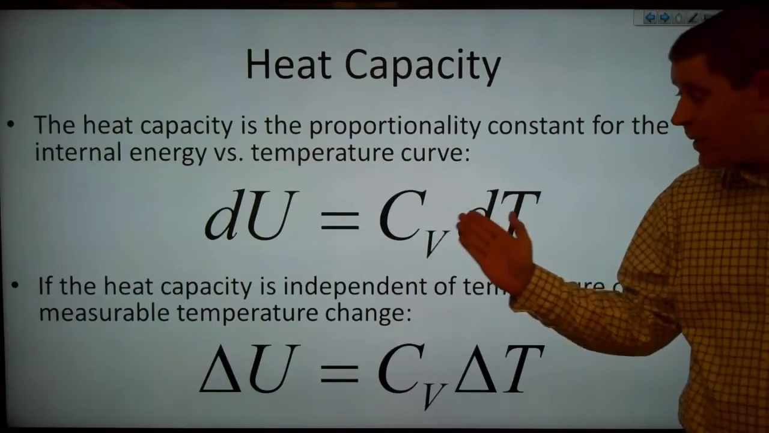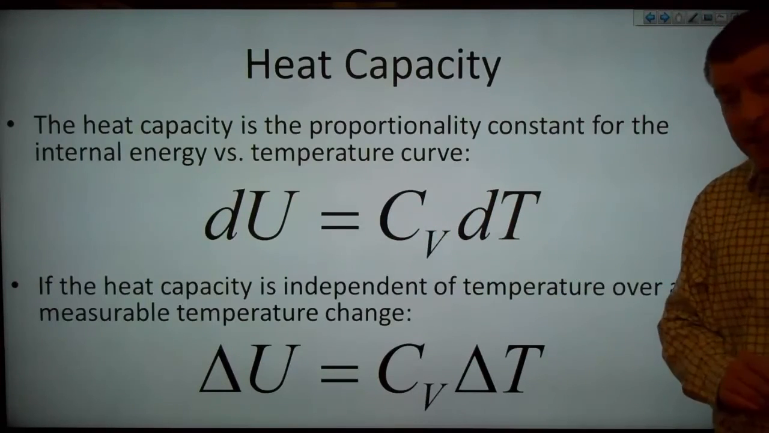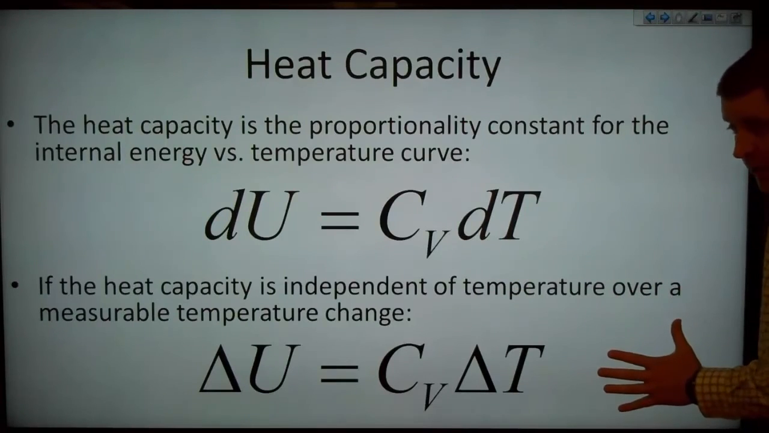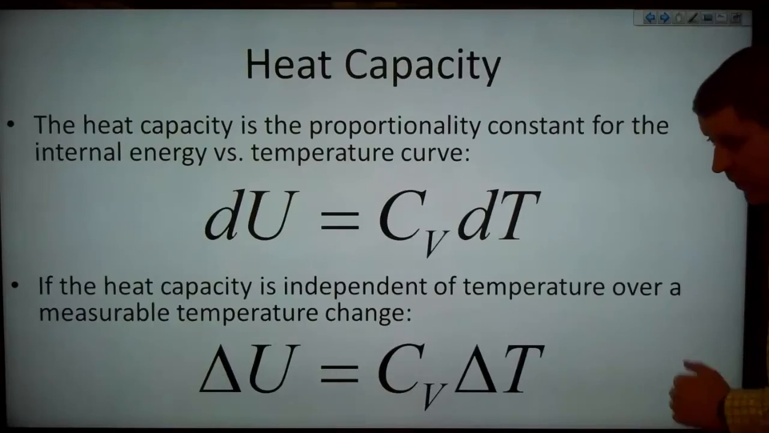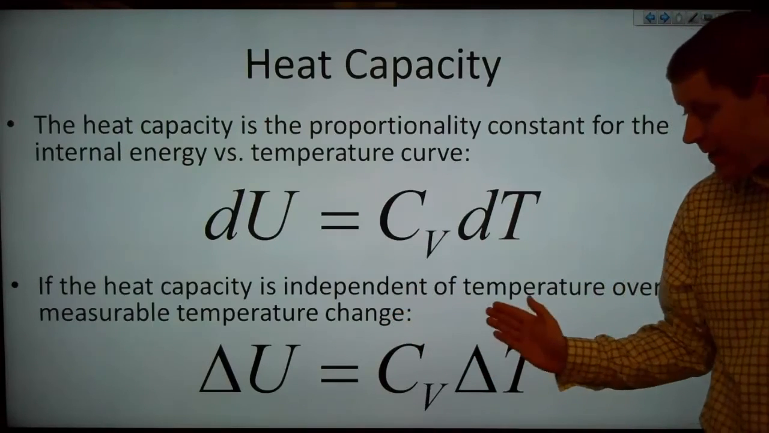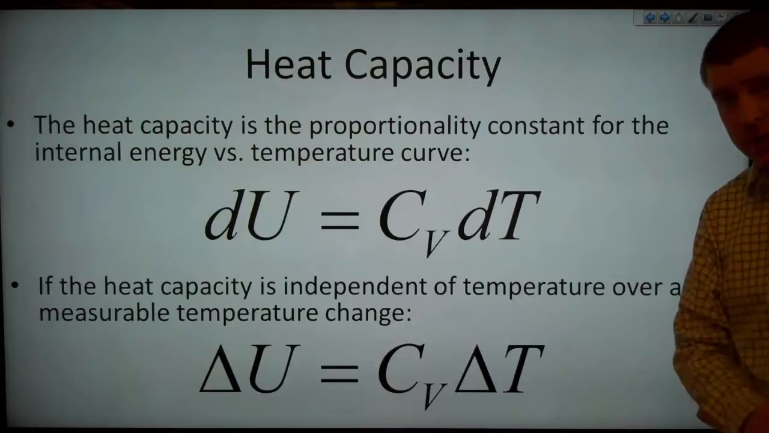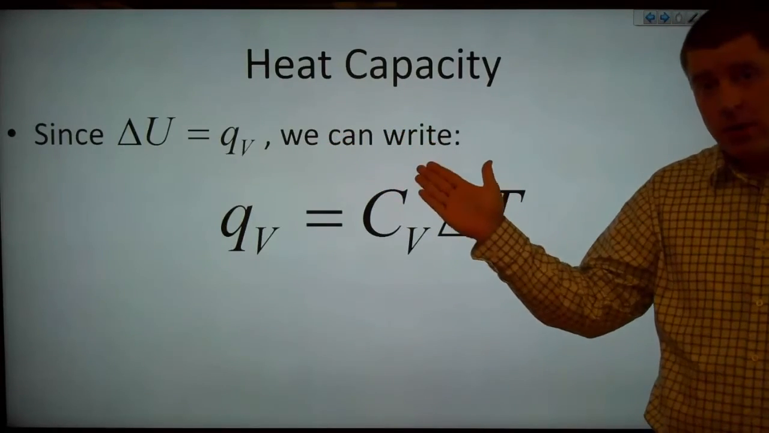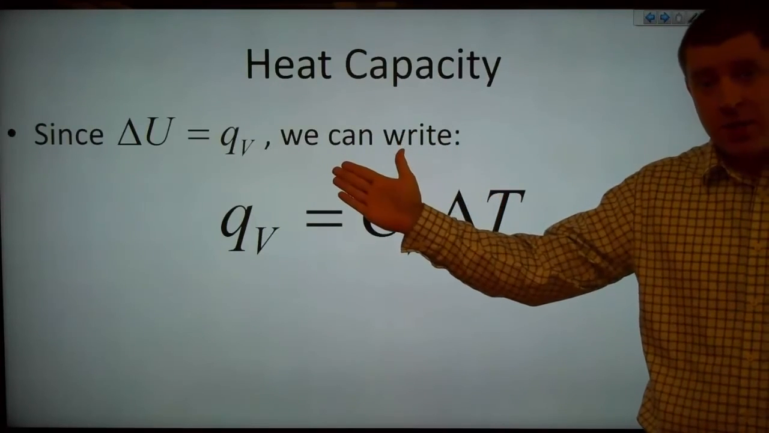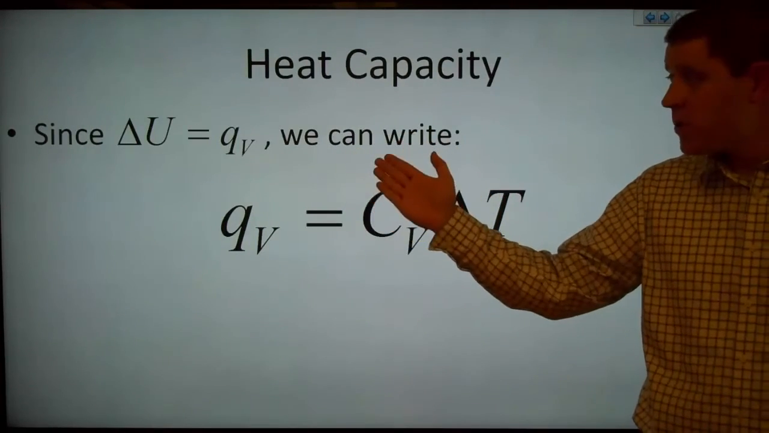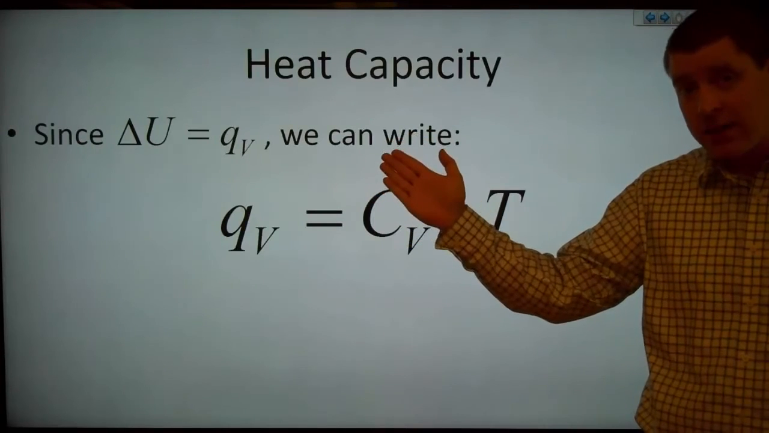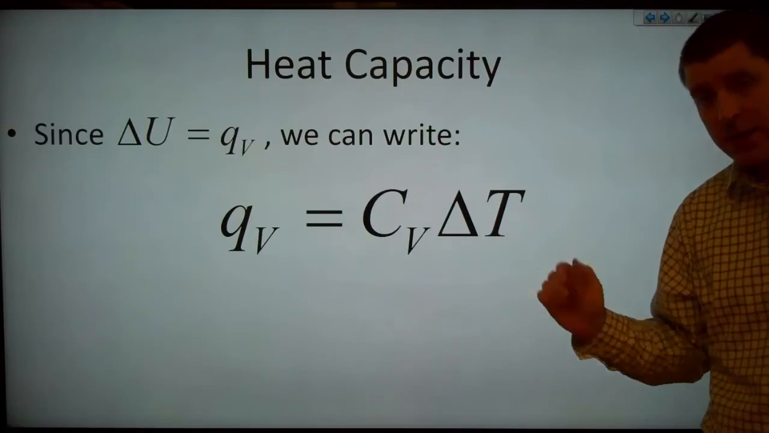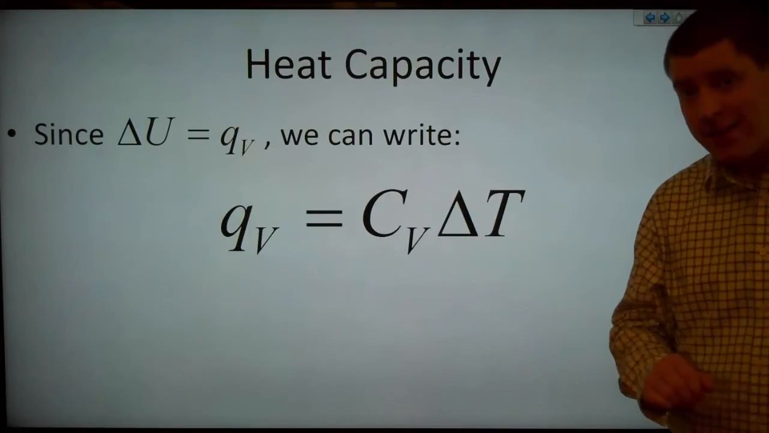Now, the heat capacity is the proportionality constant for the internal energy versus temperature curve. So dU is equal to C sub V times dT. If the heat capacity is independent of the temperature over some measurable temperature change, then we can say that delta U is equal to C sub V times delta T. Now, because we know that delta U is equal to Q sub V, that is, the internal energy change of our system is equal to the heat transferred at constant volume, that means that now we can write Q equals C delta T, at constant volume.